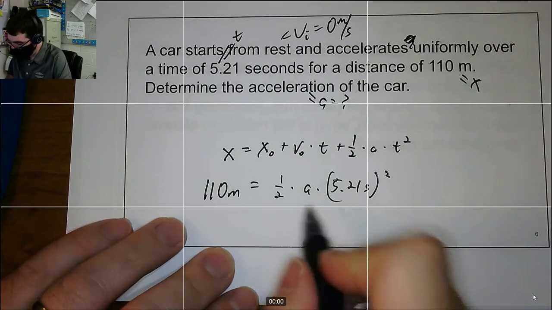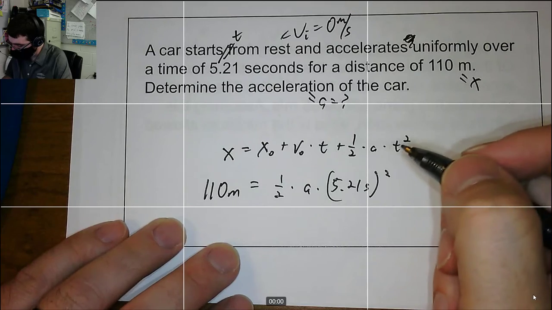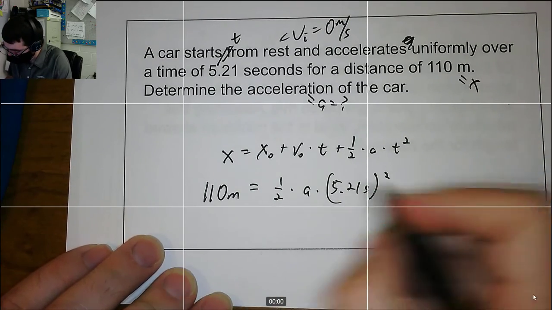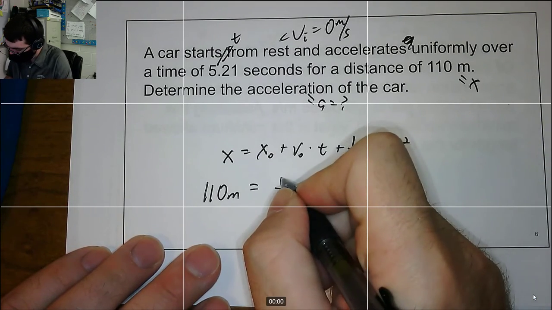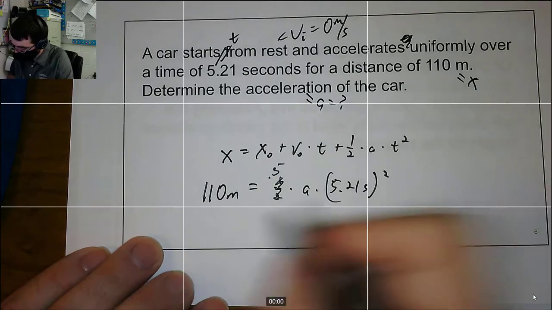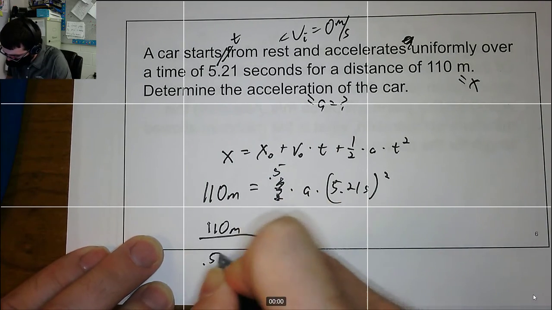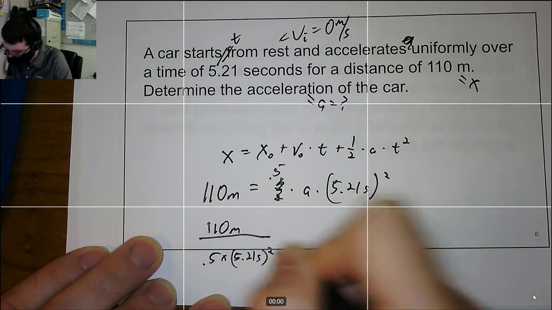So there we have it. This time we're solving for a. Well, this is just rearranging it with basic algebra. And so then I'm comfortable just taking this and rearranging it as is. So like I said, I usually plug in 0.5 here. So then I'm going to have 110 meters divided by 0.5 times 5.21 seconds squared.